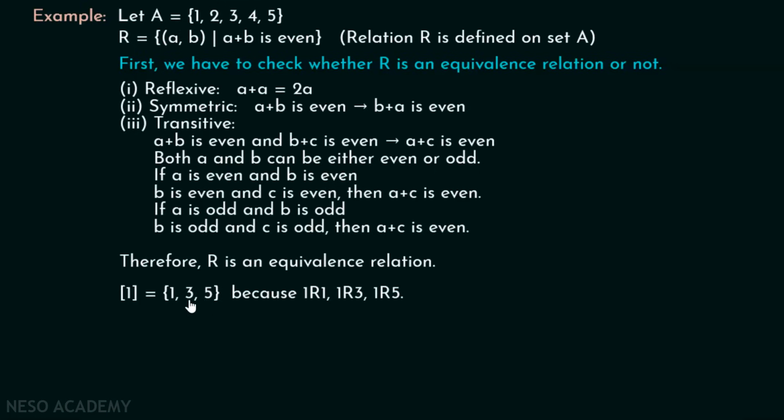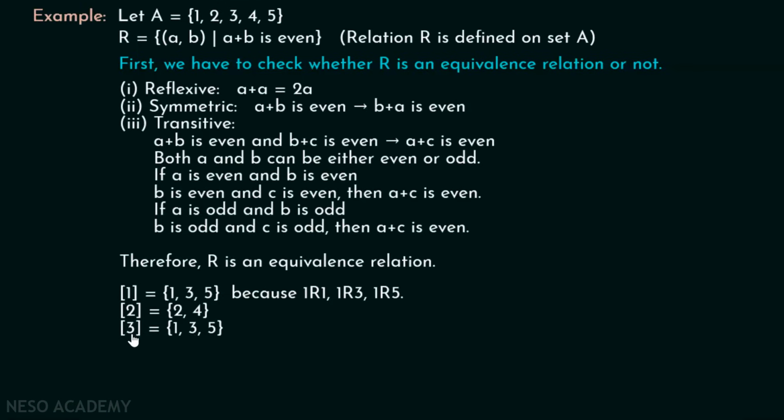Apart from this, let's find out the equivalence class of element 2. Here you can see equivalence class of 2 must consist of 2 elements 2 and 4. Obviously, you can check this on your own. Apart from this, if we want to find out the equivalence class of 3, then this is also very simple. Equivalence class of 3 must consist of 3 elements 1, 3 and 5. Because 1 is related to 3, 3 is related to 3, 5 is related to 3.